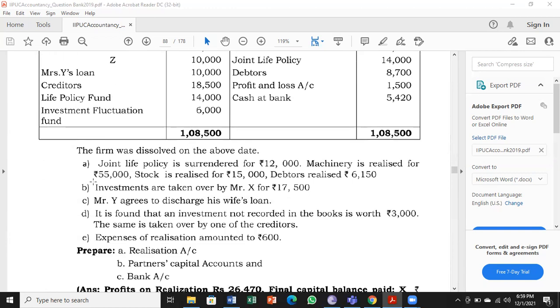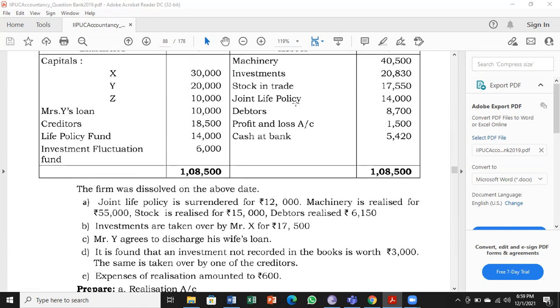Next, the firm was dissolved on the above date and we have some assets realized. Have a look at it. Joint life policy is surrendered for rupees 12,000 because all the partners are alive. They are closing the business, surrendering the insurance policy and collecting the money. So they will not get the book value. Book value here you find 14,000, but the business is getting 12,000 because they're closing early. Next, machinery is realized for 55,000, stock realized 15,000, debtors realized 6,150.